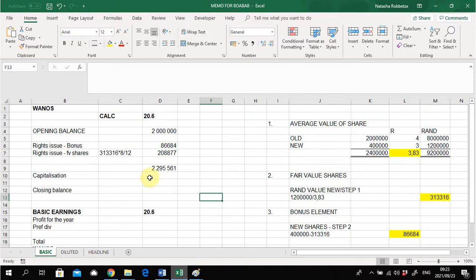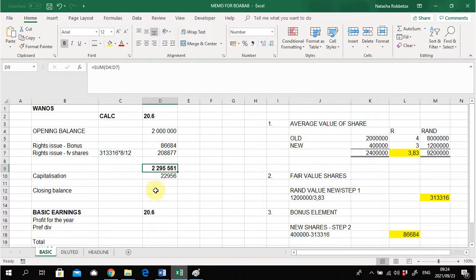So for the capitalization issue, we're going to argue, well, the rollover total up till now is 2,295,561. Then we're going to divide that by 100, and we get 1 for every 100. That is then 22,956. And thereafter, we can calculate our closing balance, which is the previous rolling total, adding the capitalization issue. And the closing balance for the weighted average number of shares is 2,318,517.